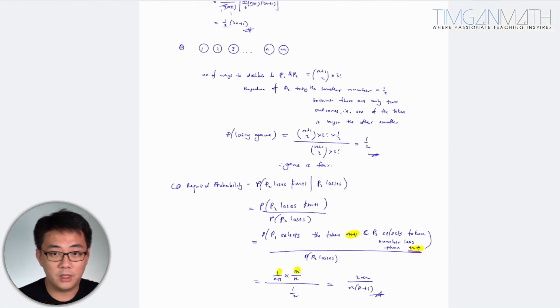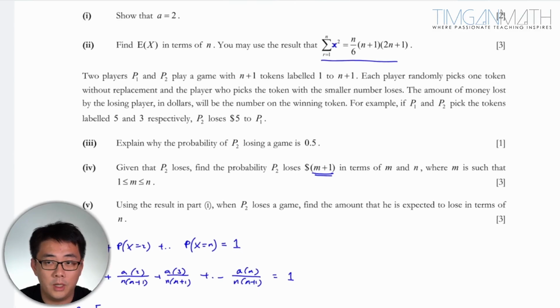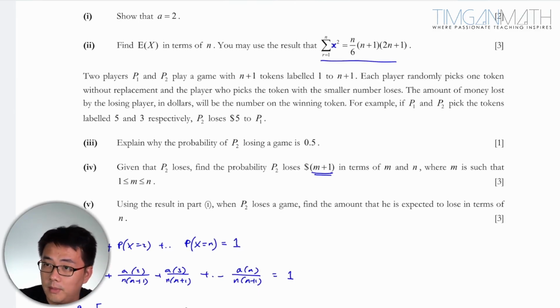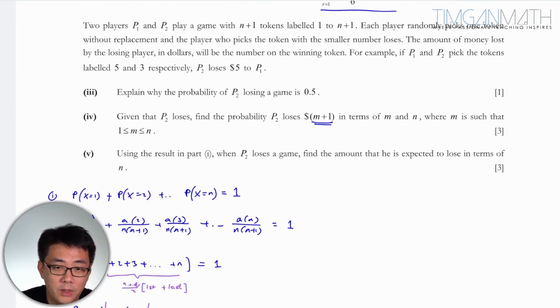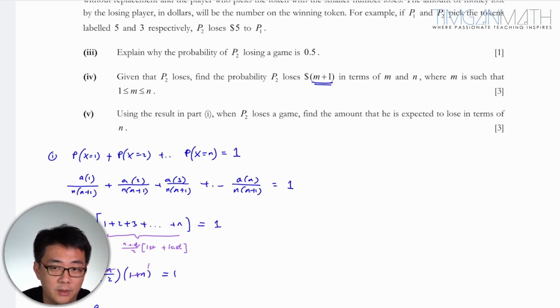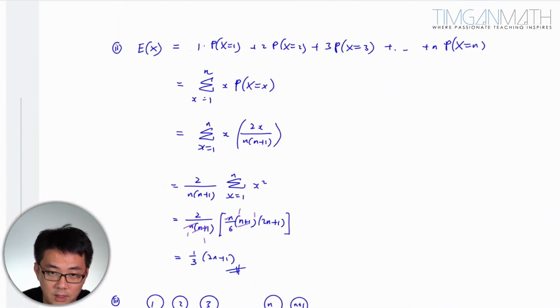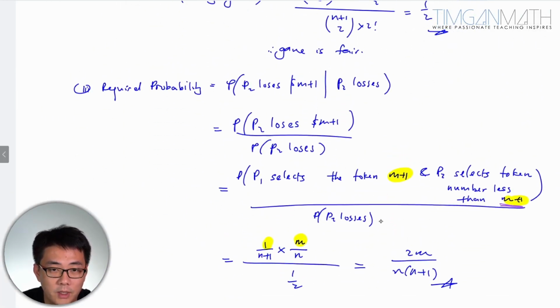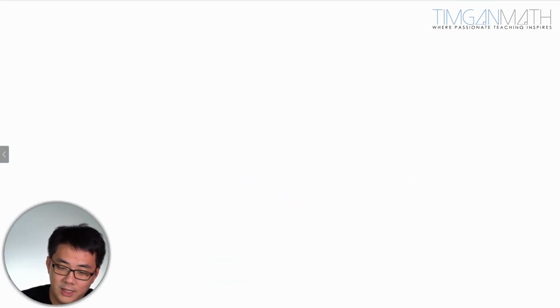There you go. So that's how you do this question here. Okay, let's look at the last part, using the result in part 1. When P2 loses a game, find the amount that he's expected to lose in terms of n. Okay, let's see how we can do this. Now this is the probability that he loses n plus 1 when P2 loses. So the question now is, how do you find the expected value there?